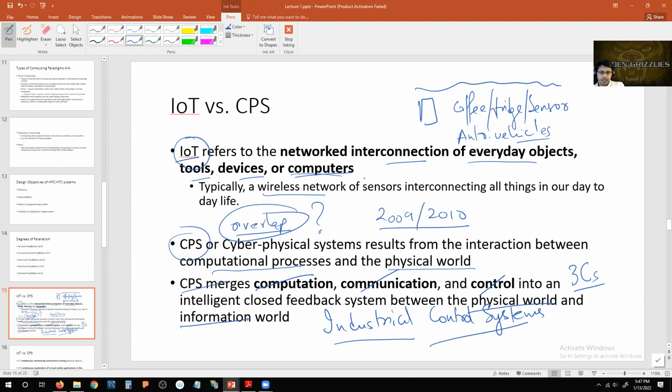So if you want to look at the very core difference, of course, there is an overlap. It depends on the nature of implementation that you're doing. If you are taking some sort of IoT paradigm, let's say smart home. So if you think of smart home as an example, smart home falls into the category of IoT, right?